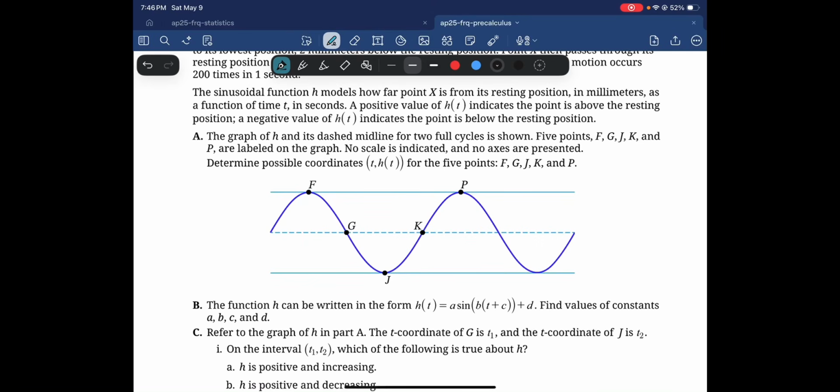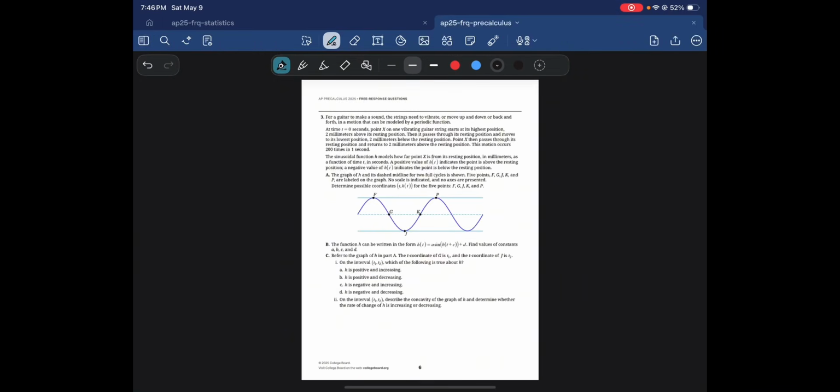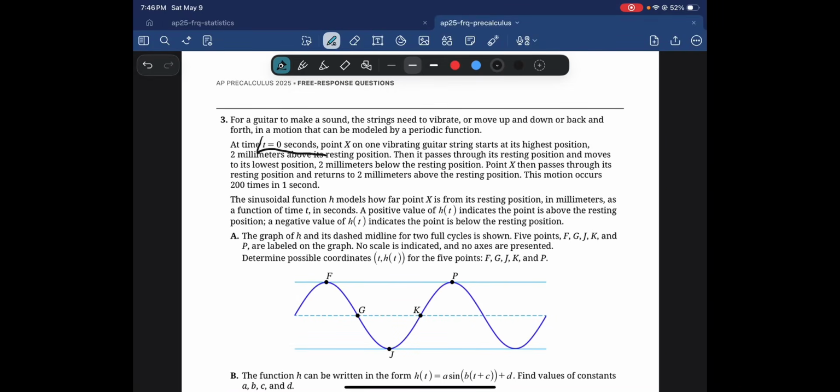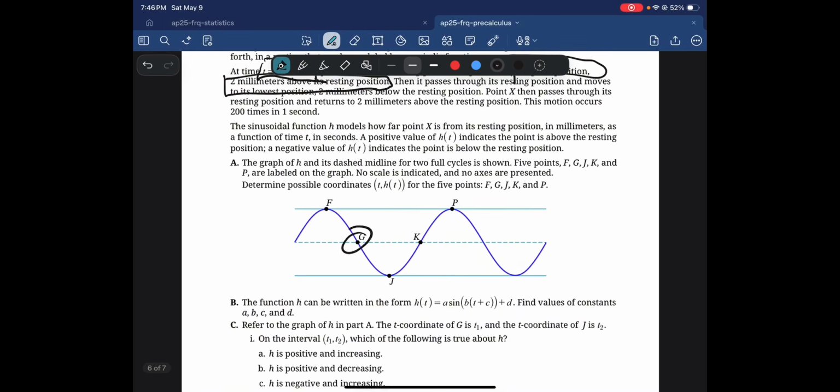Part A doesn't want you to solve anything, but it wants you to find these 5 points and just write them out. So let's just say F. It gives us that at t equals 0, it's at its highest position, which is 2 millimeters above resting position. It also says later that the resting position is the midpoint, or midline, which will obviously be 0. So at t equals 0, it will be 2 above.